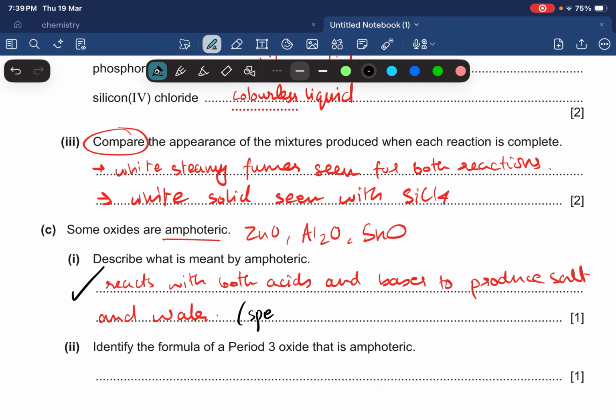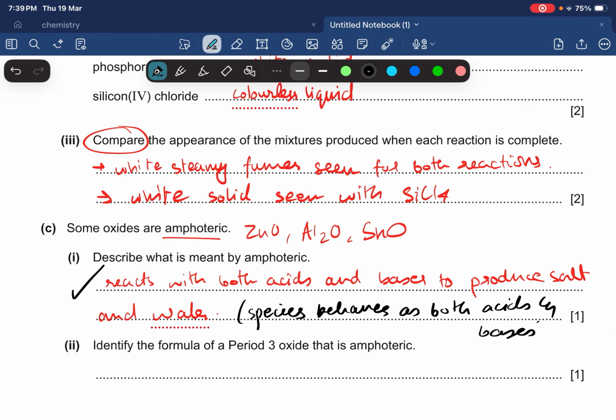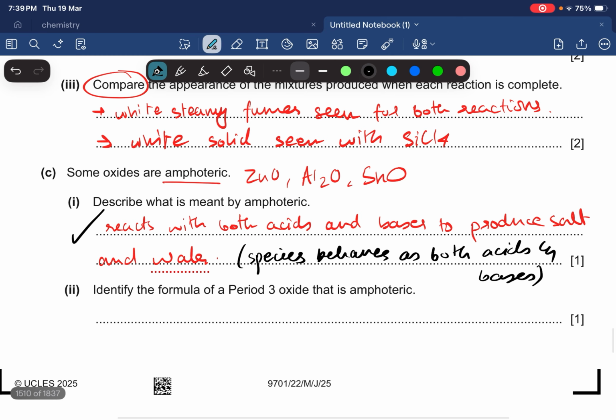Species, I'm going to write the marking scheme as well. It says species behaves as both acids and bases. And the second definition says, or species reacts with both acids and bases. So that's what I have written.